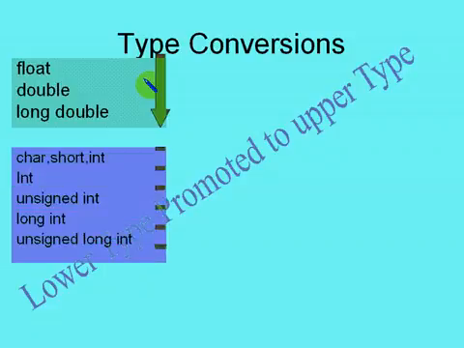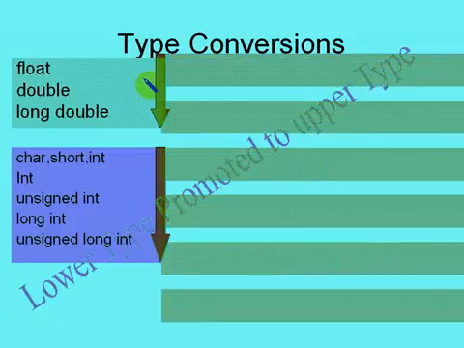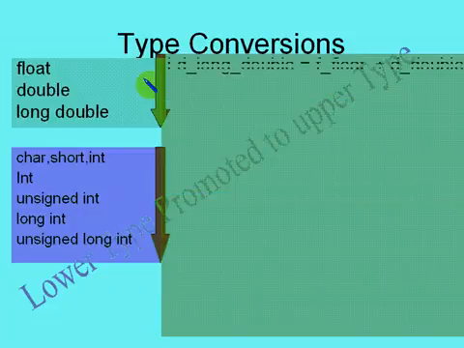The next thing we're going to look at is integer types. All these are integer types, and unsigned long int is the upper type. So if you have an unsigned long int, everything else gets converted into unsigned long int. I'm going to go deeper by explaining with specific examples. Let's have a look at a few of the examples here.